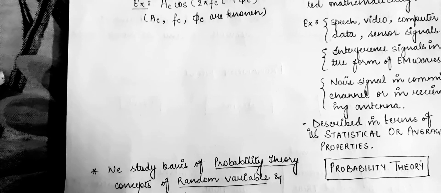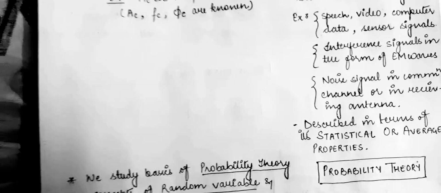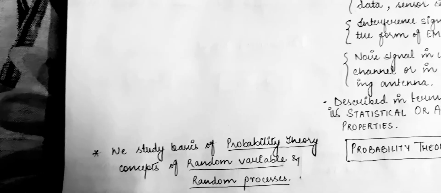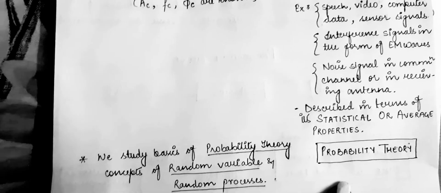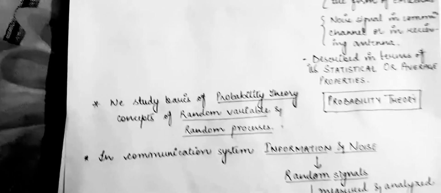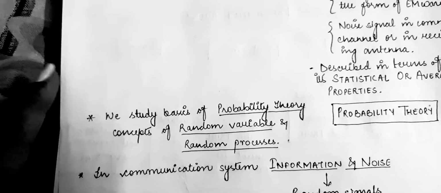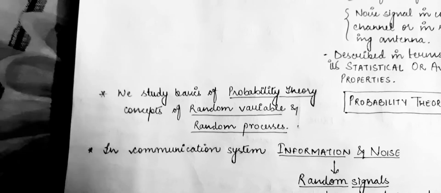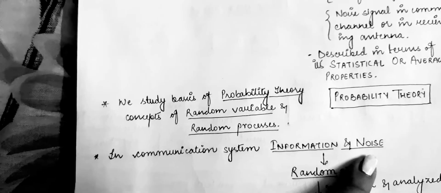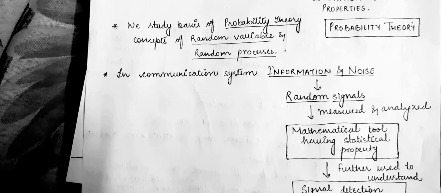So at the receiver side, the receiver receives a noisy signal, that is a combination of the transmitted signal and noise. Now, to describe it in terms of its statistical or average properties, we use probability theory. So we discussed the basics of probability theory, in which we see the concept of random variables and random process. In a communication system, we have two terms: information as well as noise. The information and noise are known as random signals. These random signals can be measured and analyzed using a mathematical tool having statistical properties, which is further used to understand signal detection techniques.